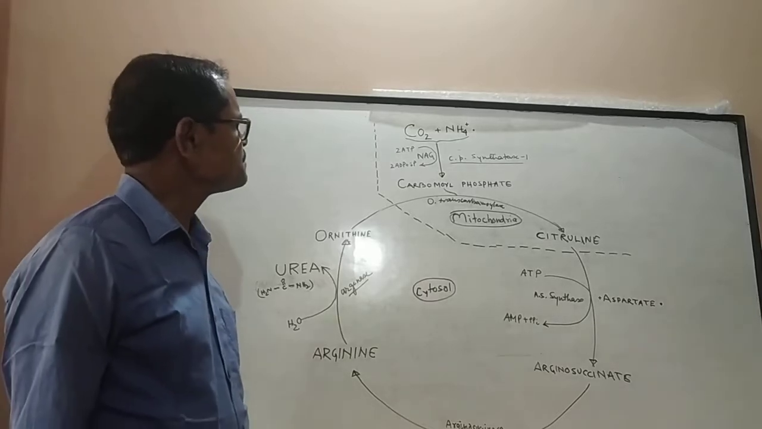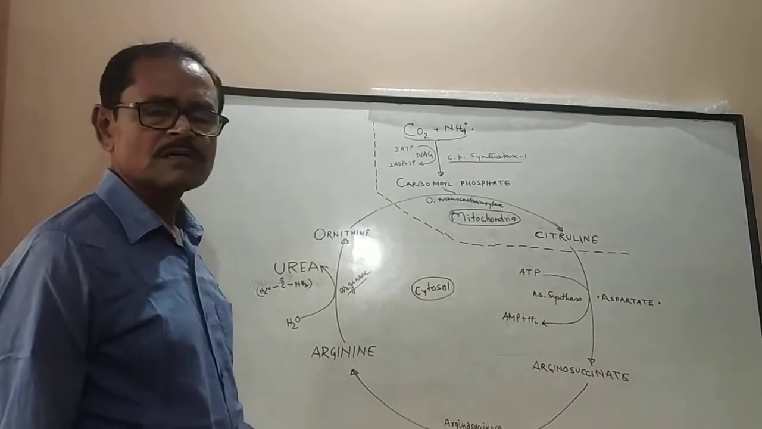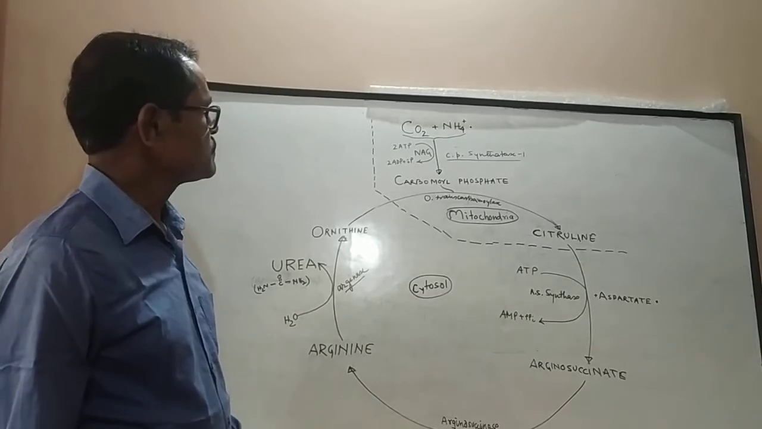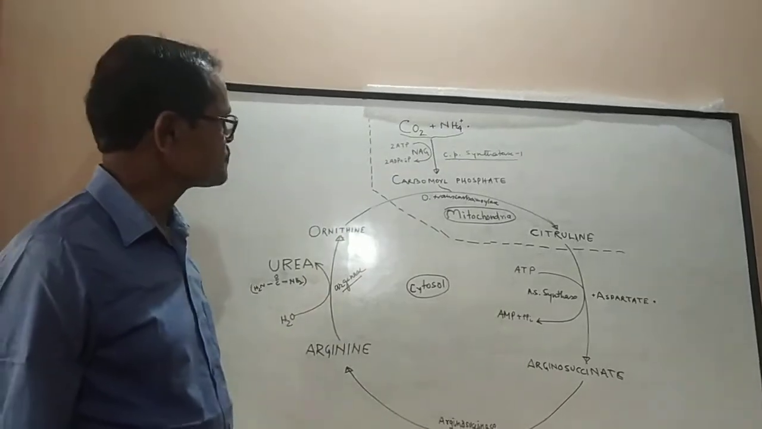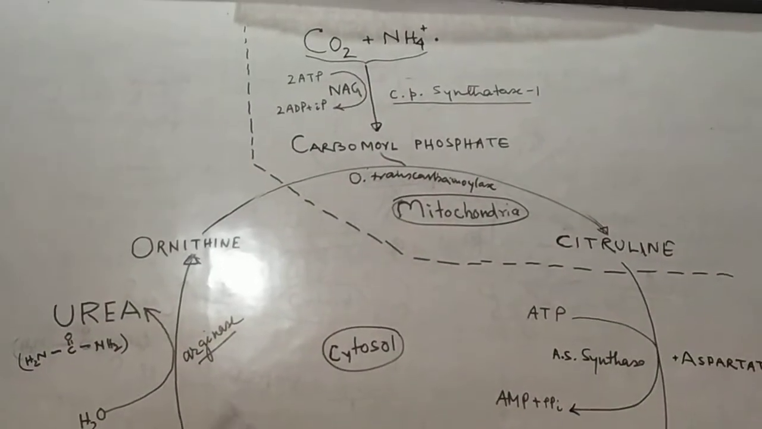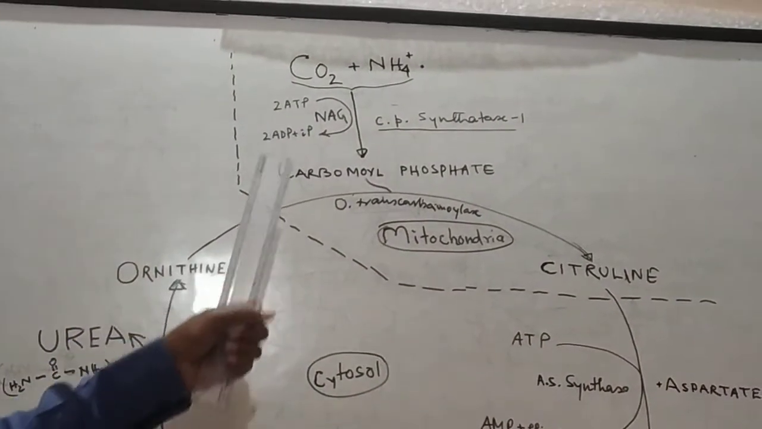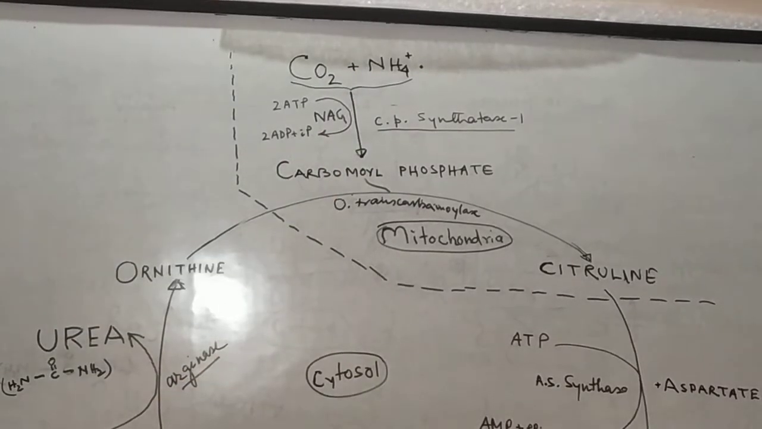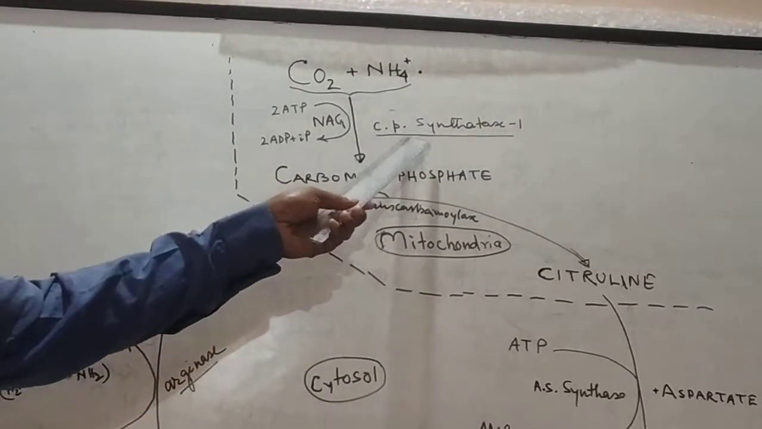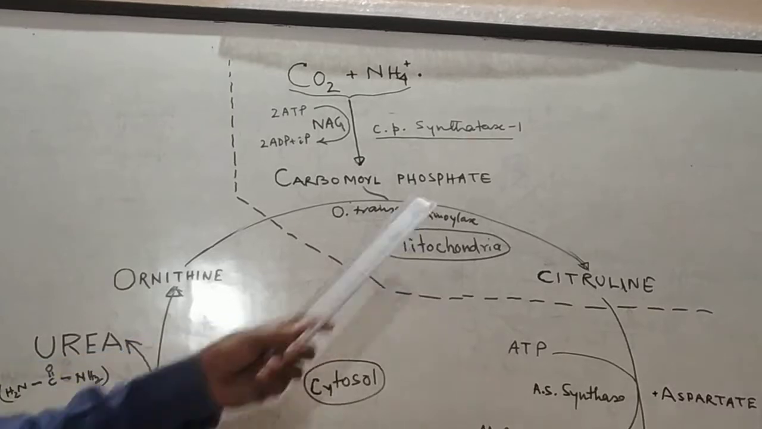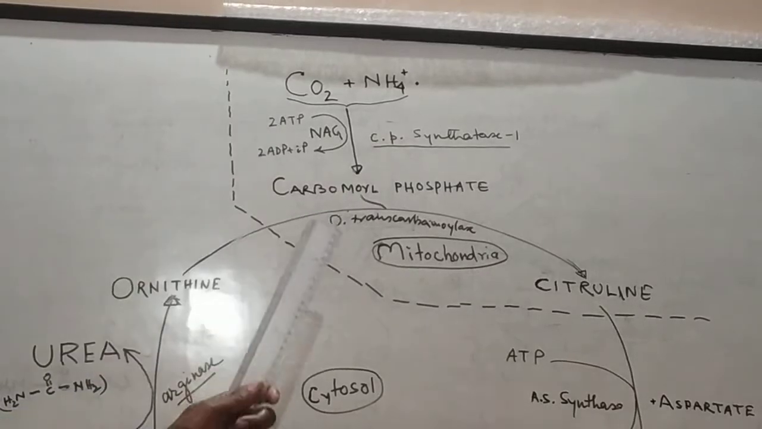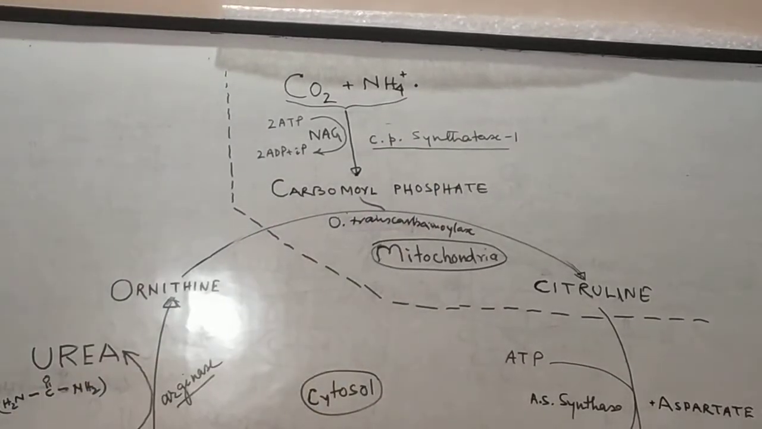In the metabolic process, the carbamoyl phosphate synthetase enzyme converts carbon dioxide and ammonia into carbamoyl phosphate, and this enzyme is found in mitochondria. So the first step of urea formation is the carbamoyl phosphate synthesis.